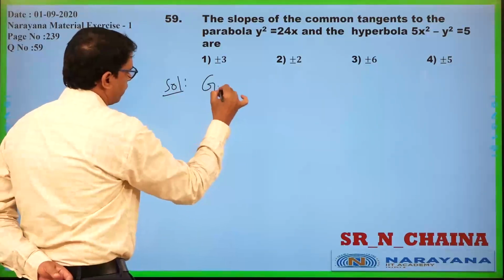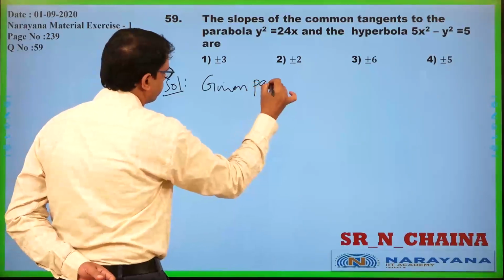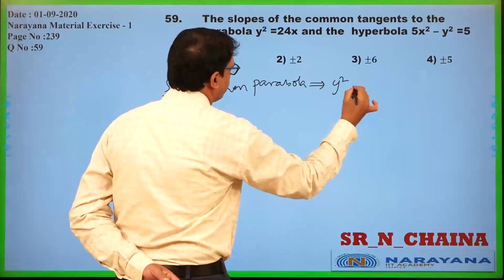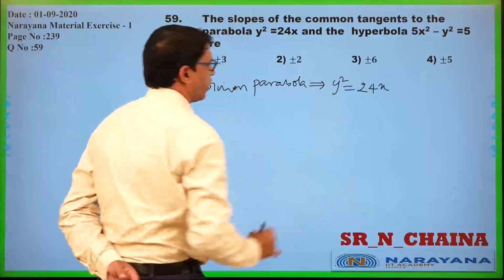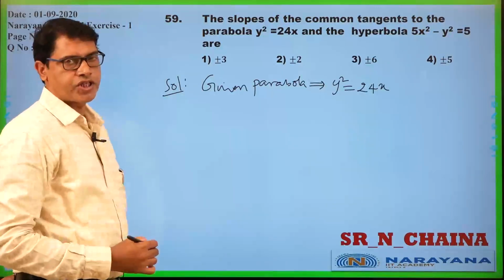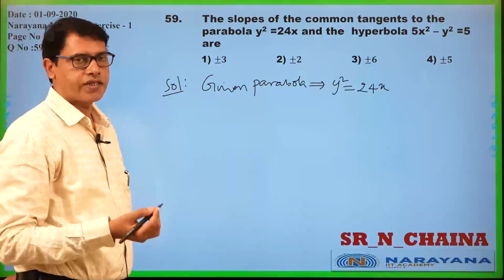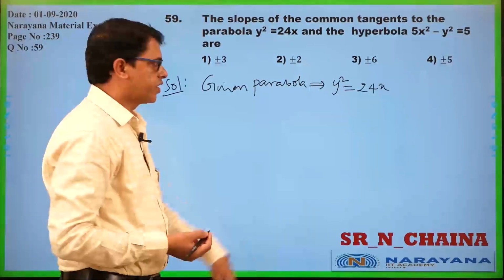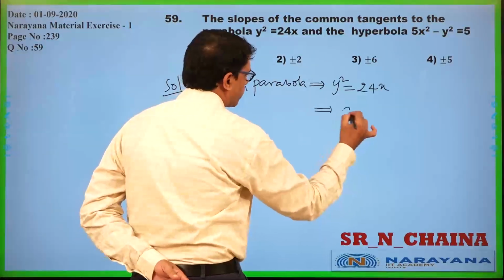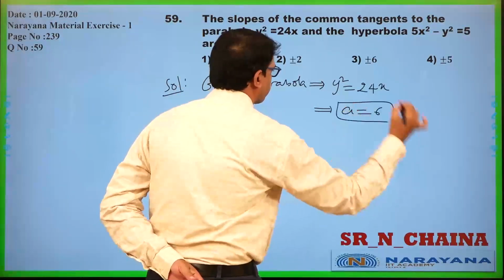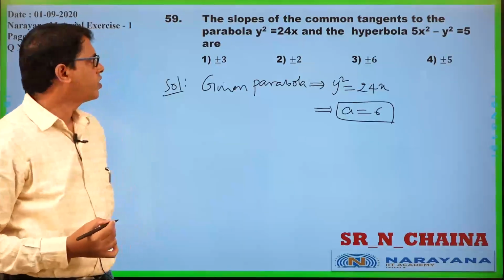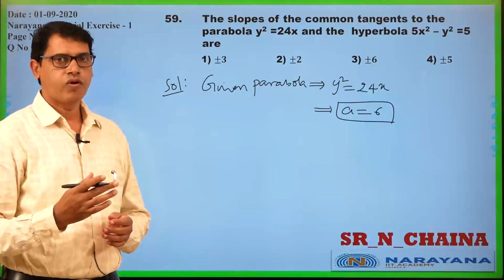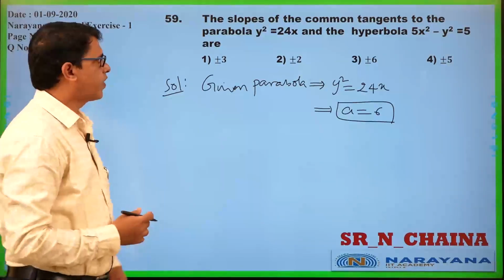See, the given parabola implies y square equals 24x. Comparing with the standard form y square equals 4ax, so 4a equals 24. From this, the value of a will be 6. So that implies a is equal to 6. As we know, the equation of the tangent in slope form is what? y is equal to mx plus a by m.